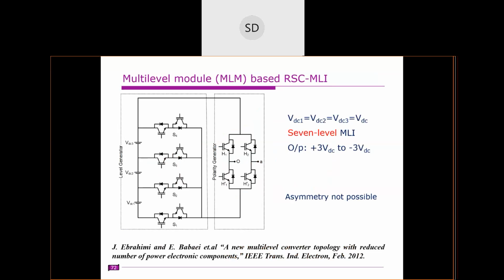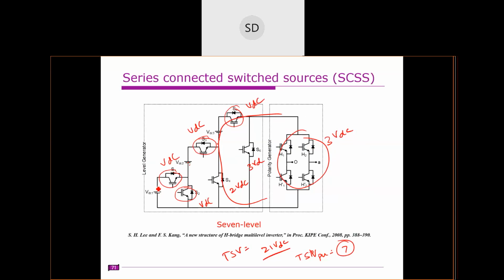So this is another one, the multi-level module, also known as MLM. Another drawback with this one is it will not support asymmetry. This topology, this series connected switch sources, does not support asymmetry. It must be symmetrical.